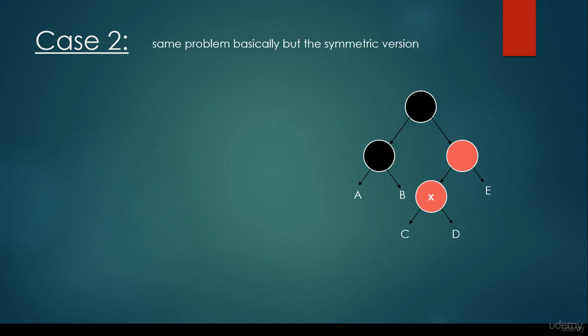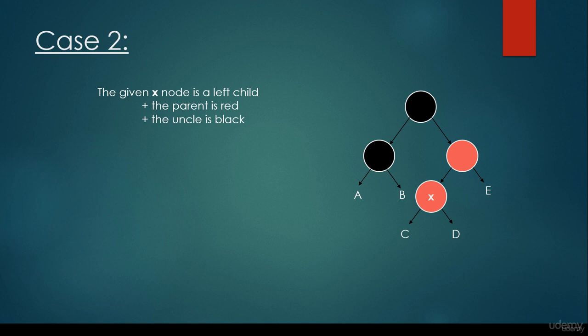But again, this problem is symmetric. In this case, it is basically the same, but instead of a right child of a left child, in this case, this node X is a left child of a right child. But every other feature of the subtree is the same. The node X is here, the parent of node X is a red node, the uncle of X is a black node, and the grandparent, which is the parent of parent, is a black node again. So we have to do approximately the same.